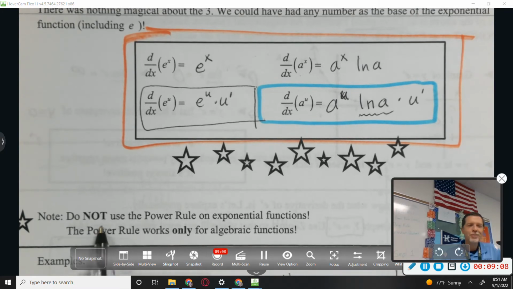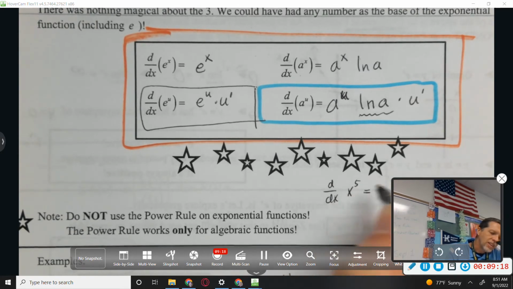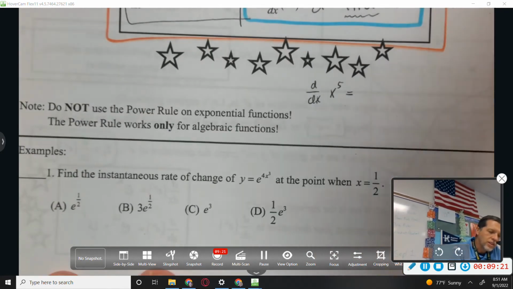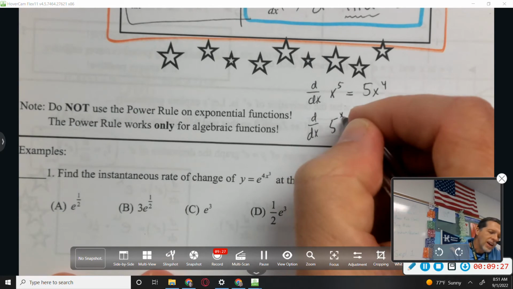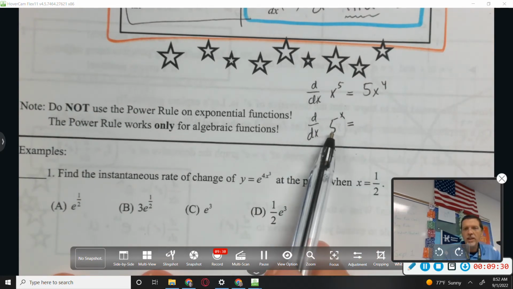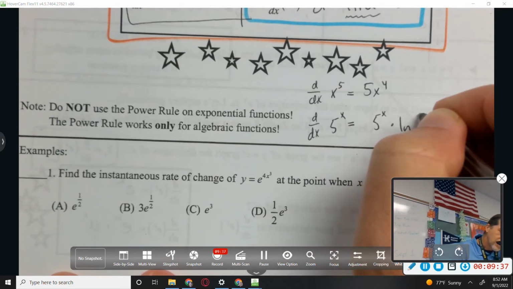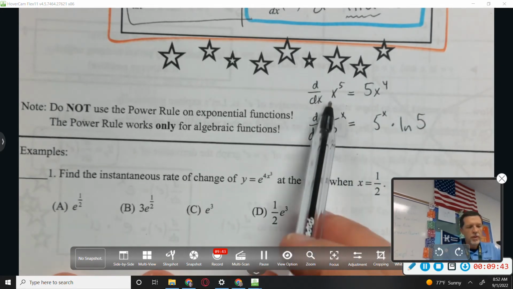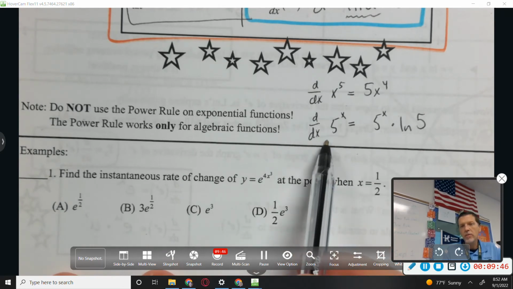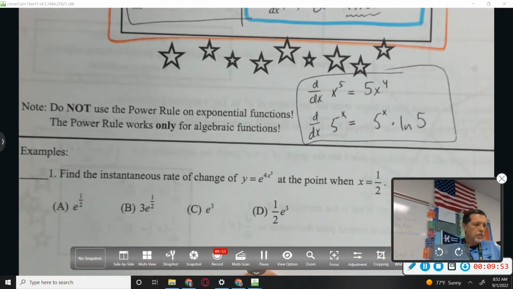All right. Please do not use the power rule on exponential functions. Power rule works for algebraic functions. So let's do a little demonstration here. So the derivative of x to the 5th, that would be 5x to the 4th. We know that. The derivative of 5 to the x, okay, that's not a power rule thing, because this is an exponential, not a power. This is 5 to the x times natural log 5. So those two are easy when we're thinking about them separately, but when we throw them in together, or when you haven't thought about either one of them in a while, and we throw one of them at you, sometimes people get them reversed.